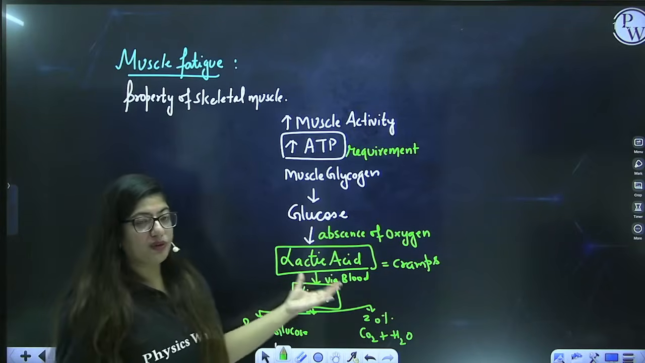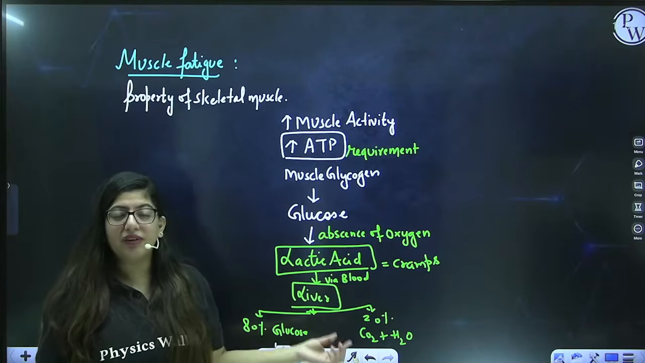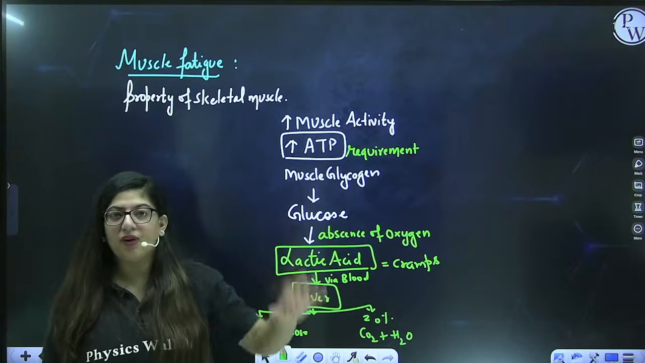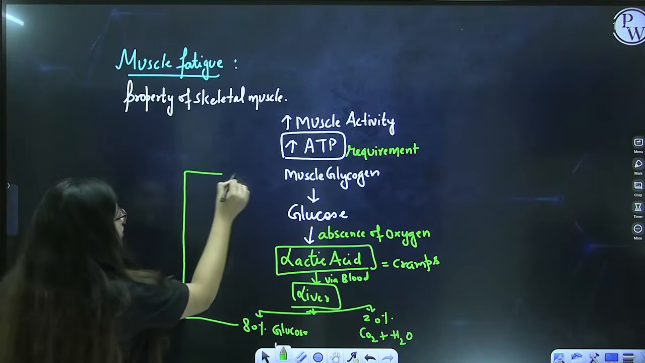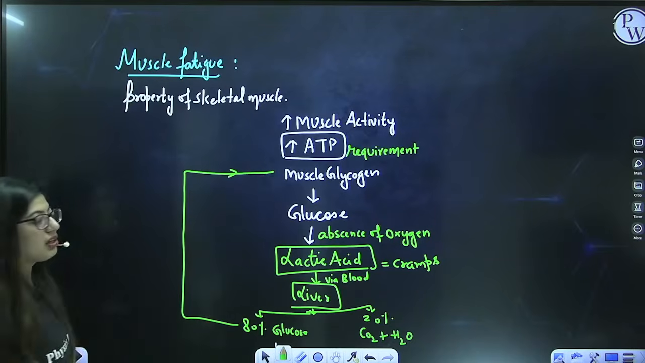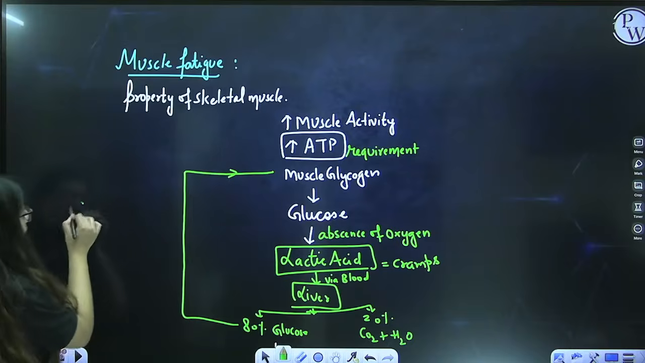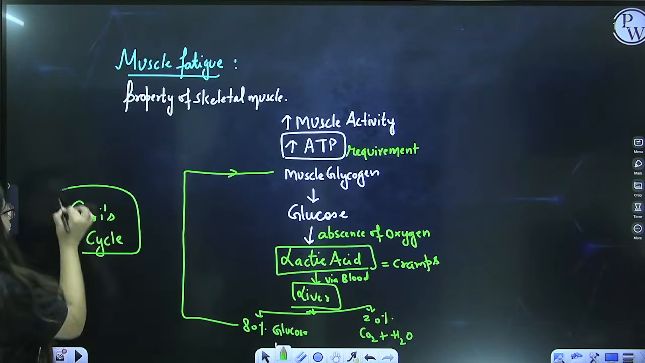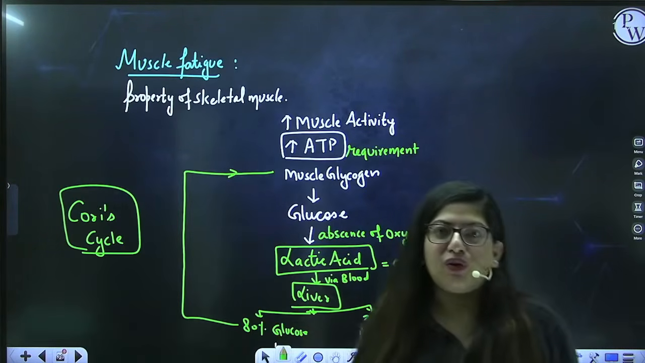Now what will be the fate of lactic acid? This lactic acid will go to the liver, and the liver will convert 80% of it into glucose, and 20% it will simply oxidize, right? Now this glucose, via blood, will reach the muscle and become part of the muscle glycogen. Since it is a cycle, you call it Cori's cycle. Cori's cycle explains muscle fatigue and the fate of lactic acid.